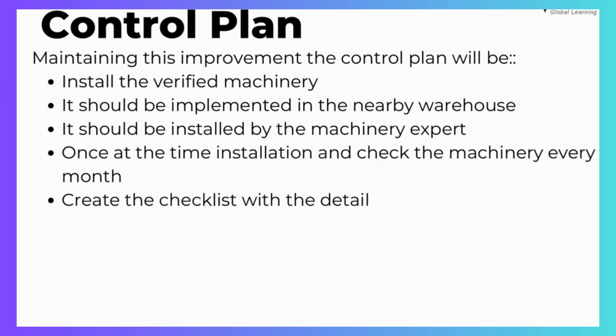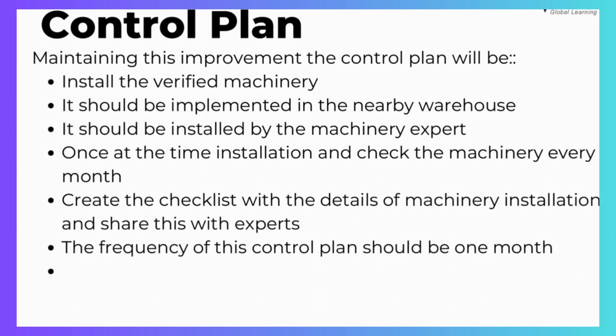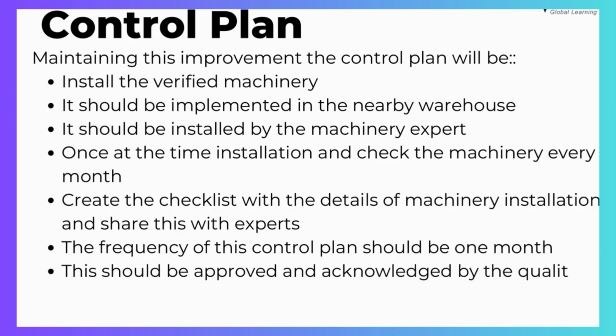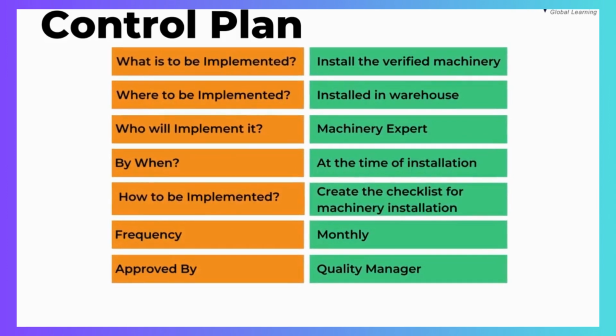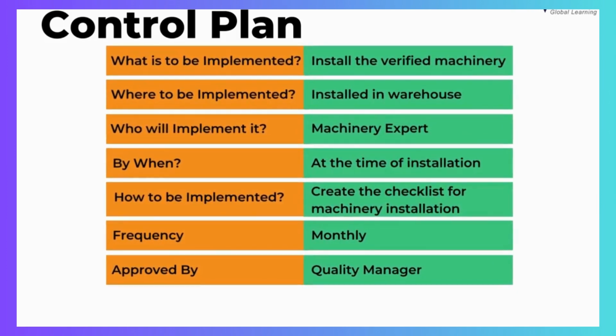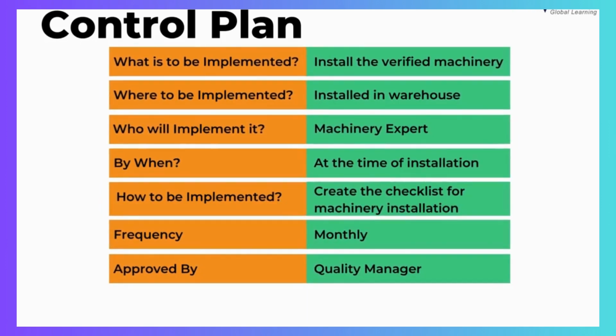Create the checklist with the details of machinery installation and share this with experts. And the frequency of this control plan should be 1 month. This should be approved and acknowledged by the quality manager. Thus, the control plan will be created and used to maintain the improvement. With all this, the Six Sigma experts will resolve the issue using the Six Sigma tools. This will reduce the time for packing and increase the deliverables package rate. With the increase in quality packages, the delivery time will be reduced drastically.